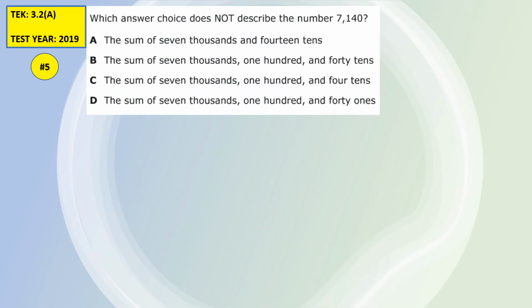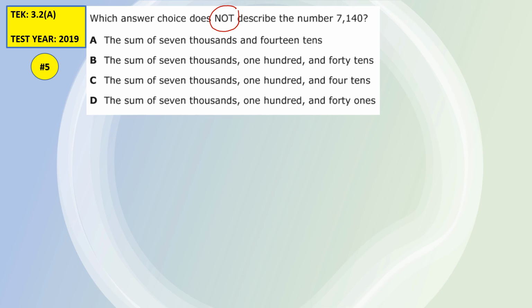Now, questions like these are my favorite, only because it asks you which answer choice does not describe the number 7,140. So for once, we're looking for the wrong answer. That means that all of these are describing the number 7,140 except one. One of these is wrong. That's the one that does not describe the number, and that's the answer that we're looking for. So we have 3 true answers and 1 false.